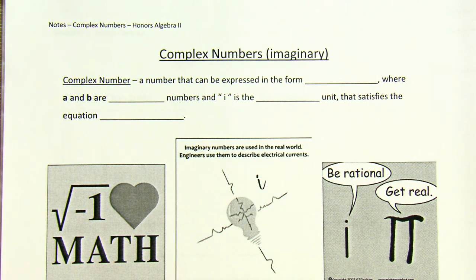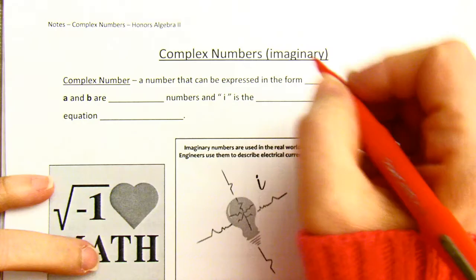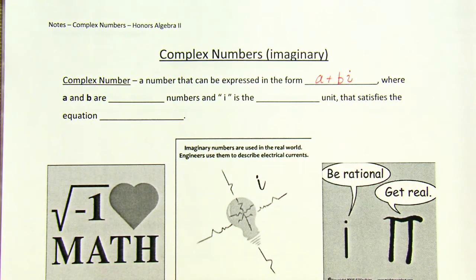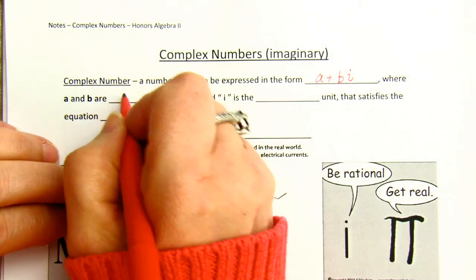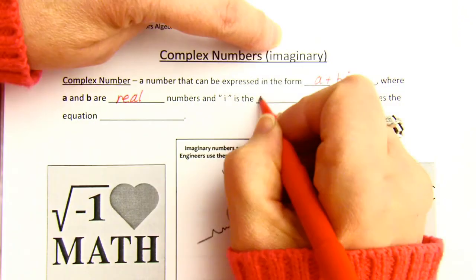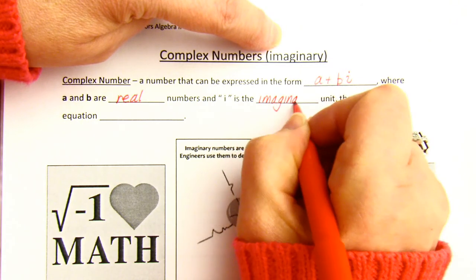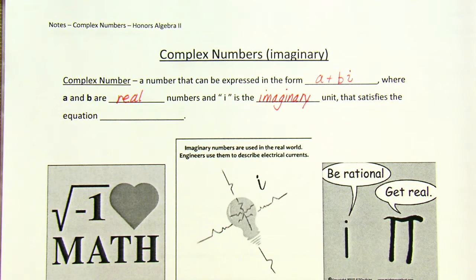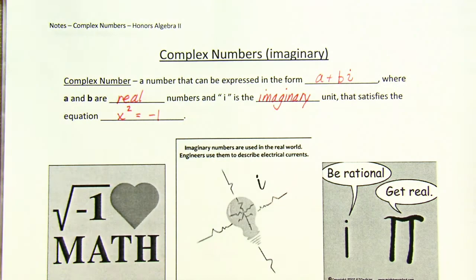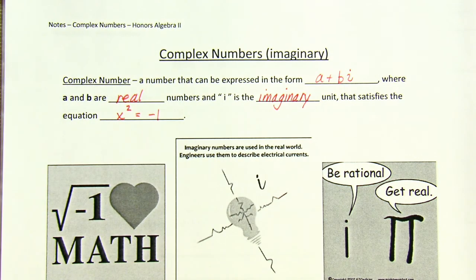Complex number: a number that can be expressed in the form a plus bi. So we're bringing i back. a and b are real numbers, and i is the imaginary unit that satisfies the equation x squared equals -1. Okay, because what number squared equals a negative? There is none. So that's why we take out the negative and call it i.